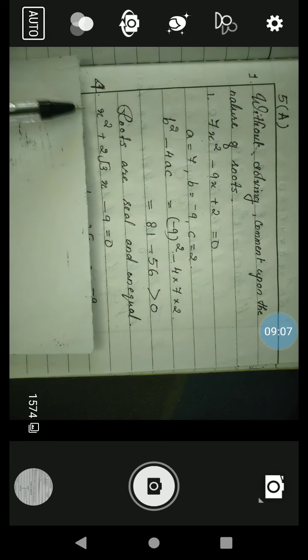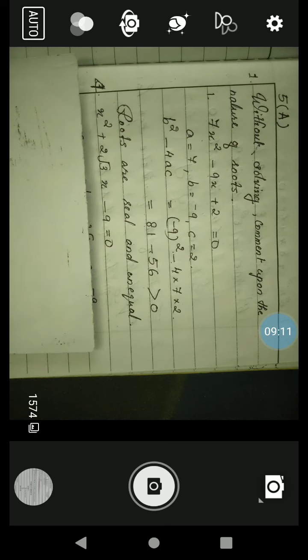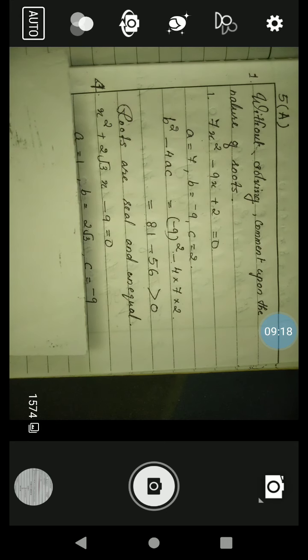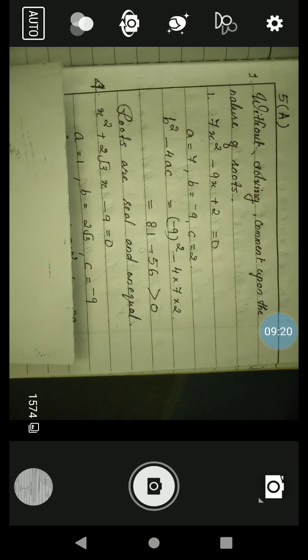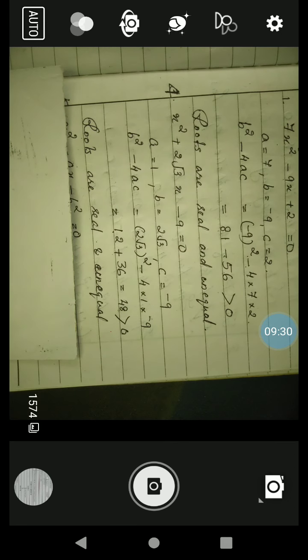And this question, x square plus 2 root 3 x minus 9 equal to 0. We can examine the nature of roots. Here a is 1, b is 2 root 3 and c is minus 9. Find the discriminant, that is b square minus 4ac, which is 2 root 3 the whole square minus 4 into 1 into minus 9.